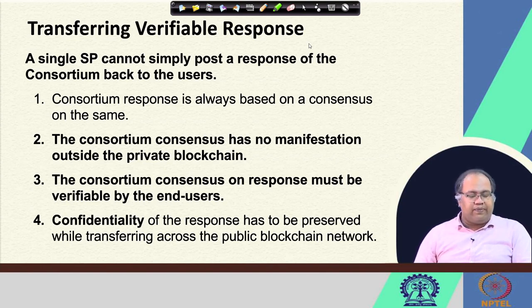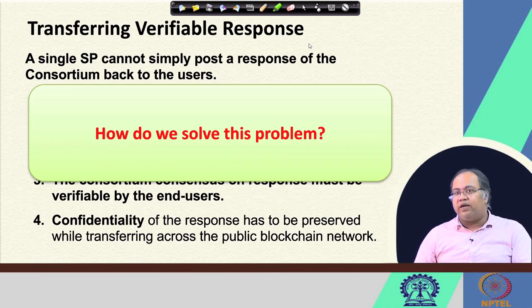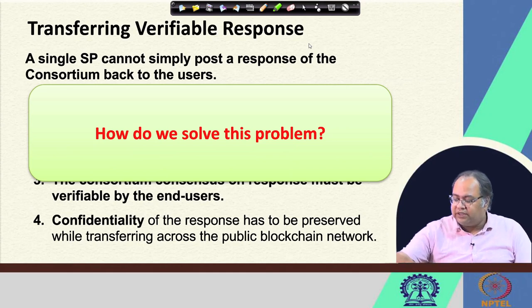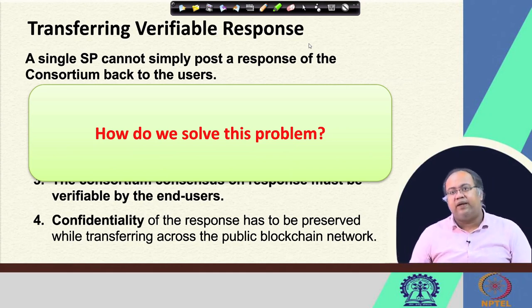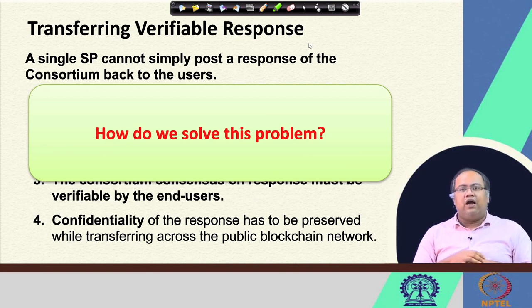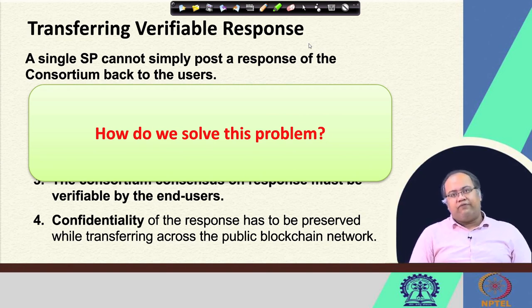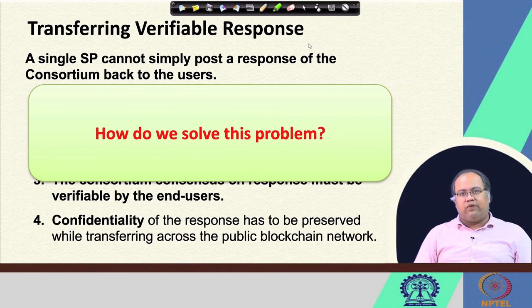In the next lecture we are going to see how we solve this particular problem. That's all for this lecture, where we have tried to highlight the overall problem. We have seen that there is a requirement for transferring information from the public blockchain to the private blockchain, and then returning the response from the private blockchain to the public blockchain. In the next lecture we are going to see how we have approached solving this problem.